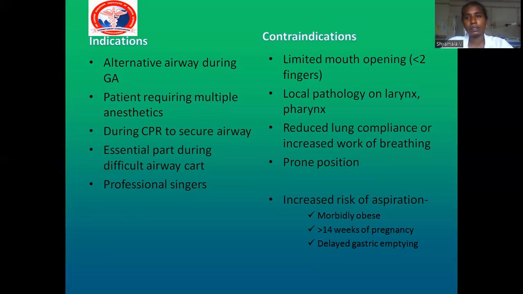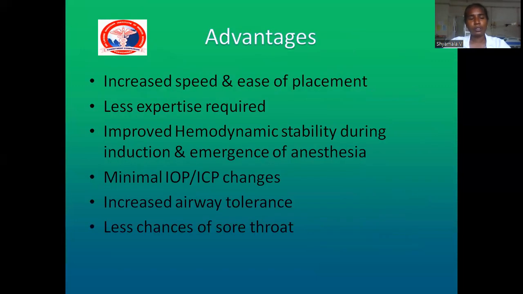So the contraindications are mouth opening limited to less than 2 fingers, any pathology in the larynx or pharynx, patients who are having reduced lung compliance and increased work of breathing, and in the case of prone position anesthesia and increased risk of aspiration, we can't use a supraglottic airway device. And moving on to the advantages, a few advantages are, it has increased speed and ease of placement.